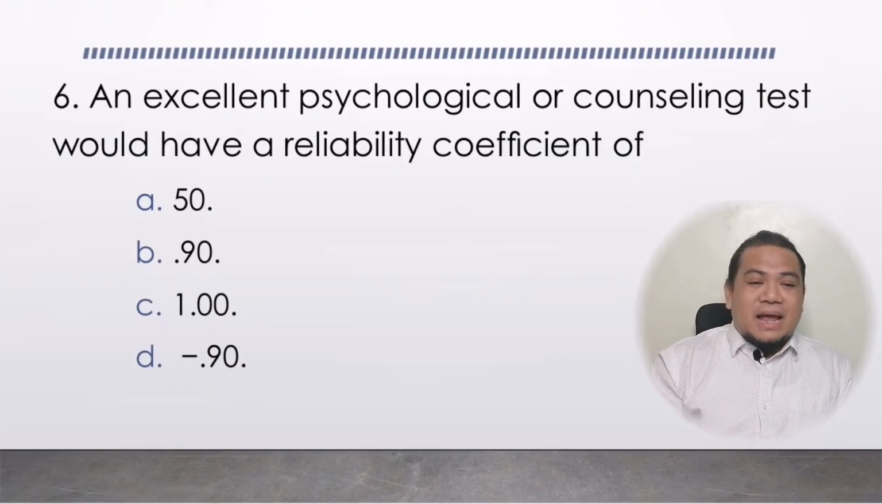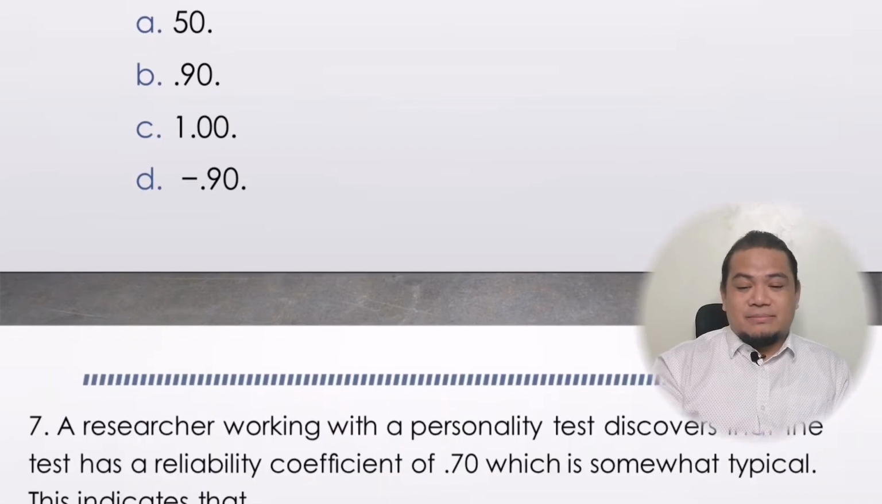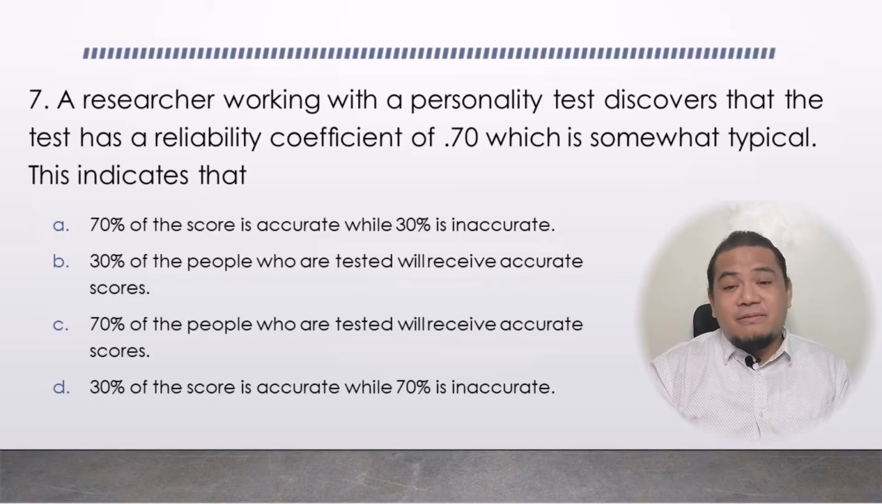Number 6. An excellent psychological or counseling test would have a high reliability coefficient of, is it A. 0.50, B. 0.90, C. 1.0, or D. negative 0.90? Number 7. A researcher working with a personality test discovers that the test has a reliability coefficient of 0.70, which is somewhat typical.